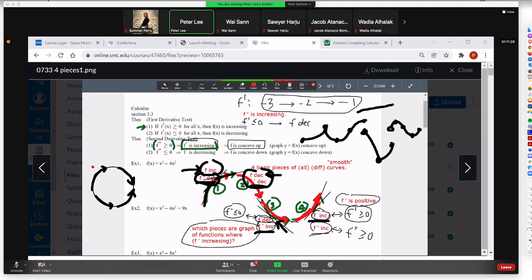Now, when you get to curve sketching, we need to know this. We know that if f prime is positive, then f is increasing. But how about the converse? I think this is called the converse. If f is increasing, can you conclude that f prime is positive? What do you think? Time is ticking. Is it correct or incorrect? The answer is no.